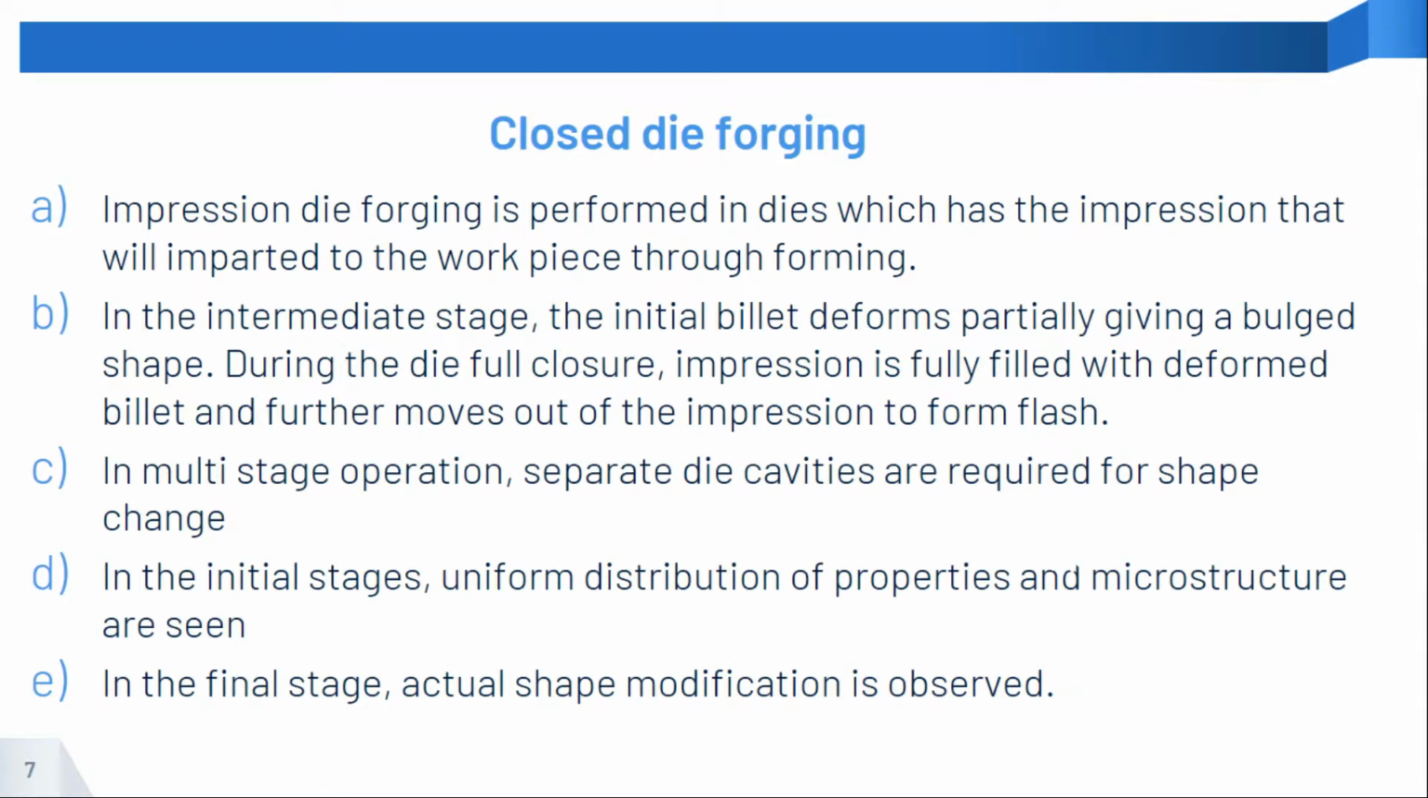Closed die forging. Impression die forging is performed in dies which have the impression that will be imparted to the workpiece through forming. In the intermediate stage, the initial billet deforms partially, giving a bush shape. In the multi-stage operation, separate die cavities are required for shape change. In the initial stage, uniform distribution of properties and microstructure is seen. In the final stage, actual shape modification is observed.